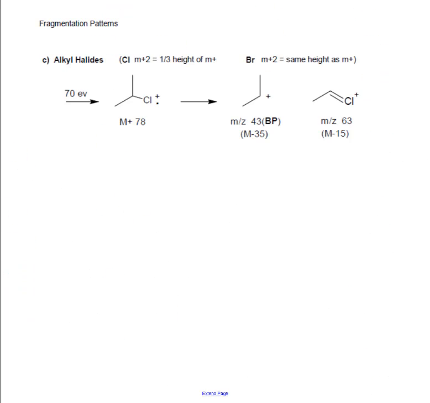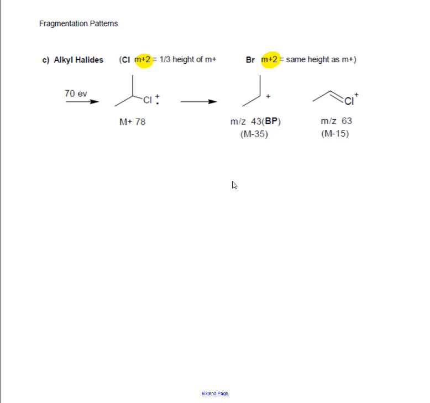Okay, let's take a look at C, which is alkyl halides. So with alkyl halides, first off, remember the M+2 for both Br and Cl. For Cl, it's a third the height, and for Br, it's exactly the same height as M+. Okay, so that's important.